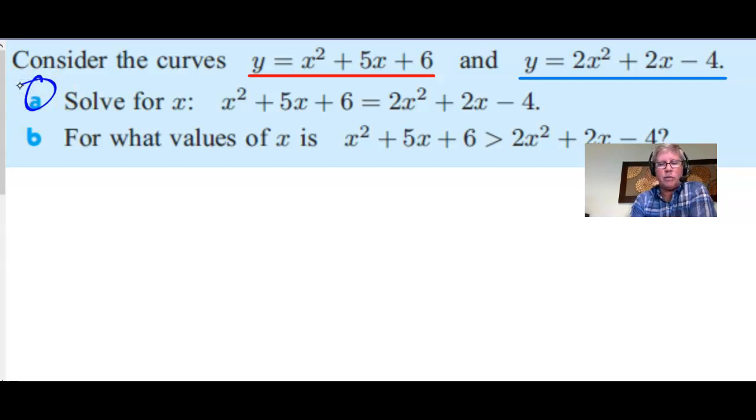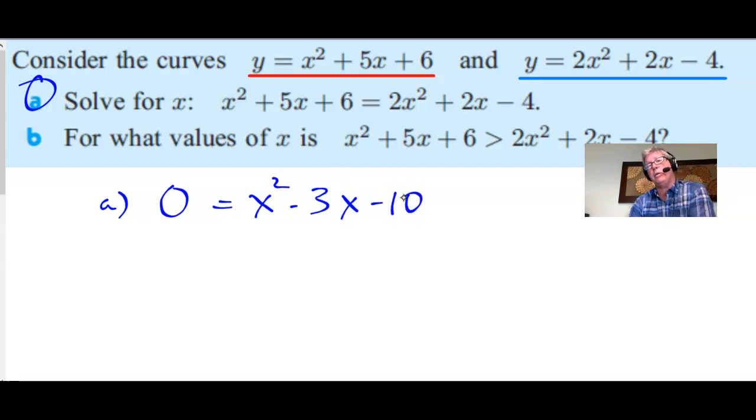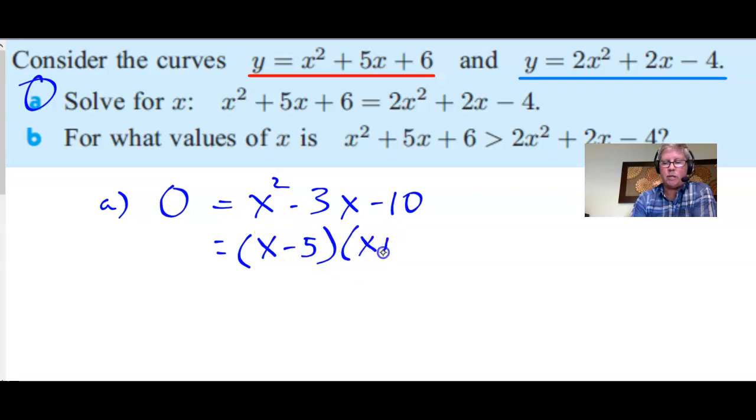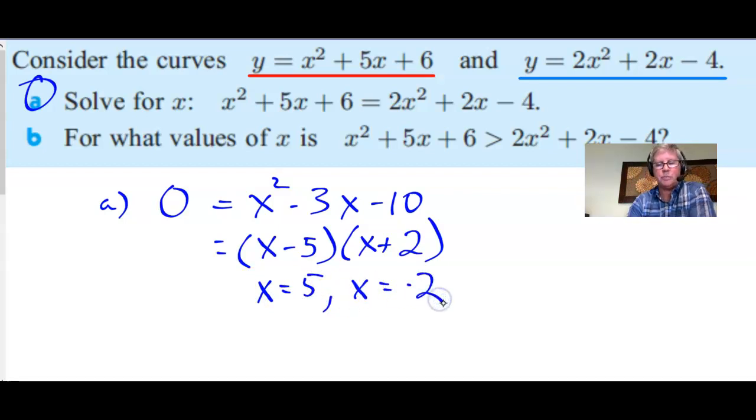I'm just going to get everything equal to 0. So this is A. So 0 equals, I'm subtracting that. So I get x squared minus 3x and minus 10. Well, gee, it's a math book. I wonder if it factors. Okay, I'm going to go with x minus 5 and x plus 2. No way. If it didn't factor, it doesn't matter. Plug it in the quadratic formula. It works every time. So we get x equals 5 and x equals negative 2.